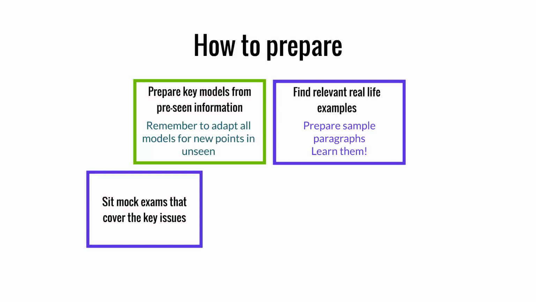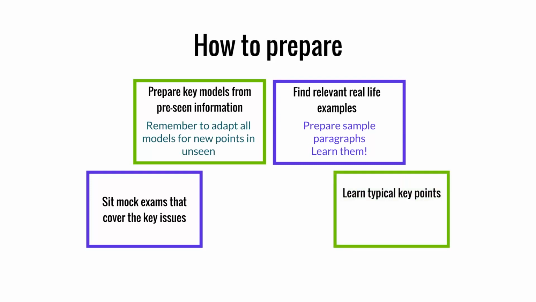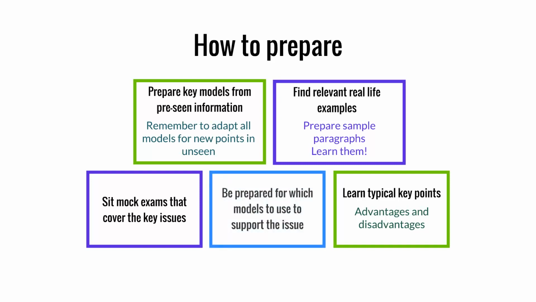And in that analysis, we have prepared sample paragraphs that you can use to see what kind of style and how you should use your industry examples in the context of the exam. You should also learn typical key points, and this can be as simple as the advantages and disadvantages. This can be a really good jumping off point for evaluating particular points that may be raised in the unseen material. And finally, be prepared to use models to support your argument, to persuade the examiner that what you are saying is justified and makes strategic and practical sense for your pre-seen company.